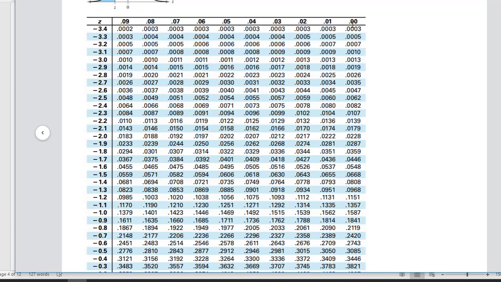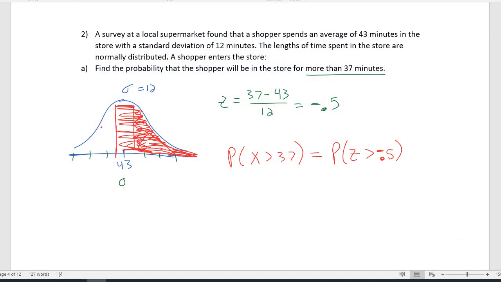So again, my table has the second decimal place of 0 all the way in the right column. So I have negative 0.5 all the way to the right. 0.3085 is the probability to the left. So I have 0.3085 from my table. So I'm going to do 1 minus 0.3085, and that is 0.6915.